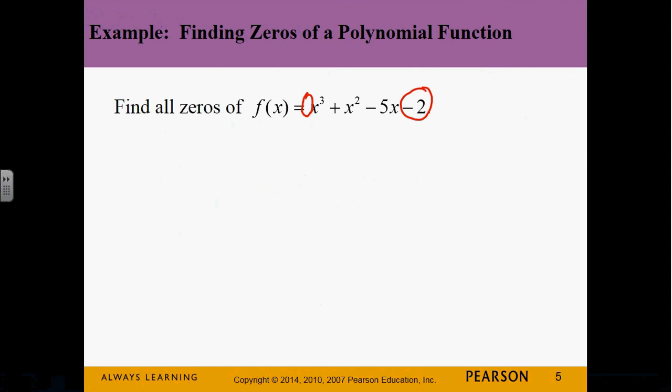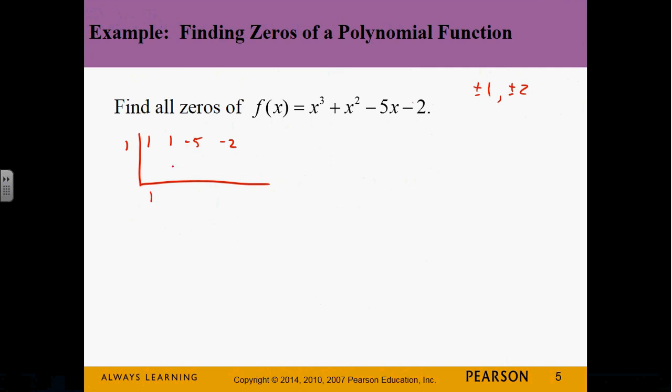So here we're looking at plus or minus 1, plus or minus 2 divided by 1, but we don't have to worry about divided by 1, right? So we're going to start by testing any of these roots. And what did I say the easiest one to start with is? 1. So the coefficients are 1, 1, negative 5, negative 2. We're just going to do synthetic division and try out positive 1.